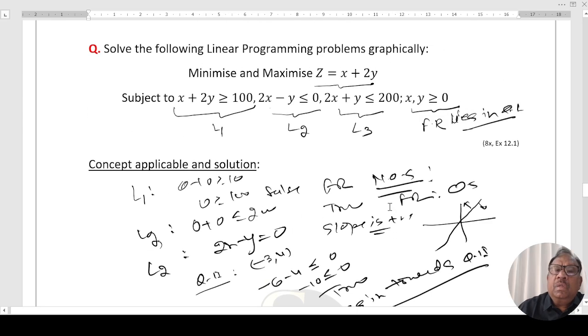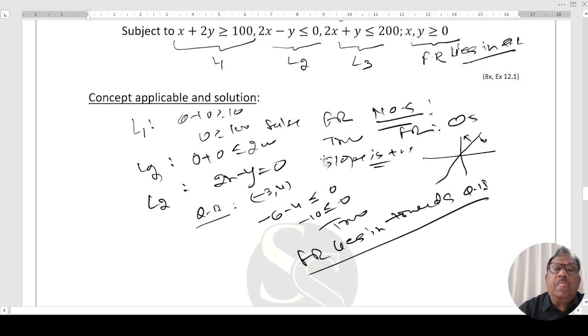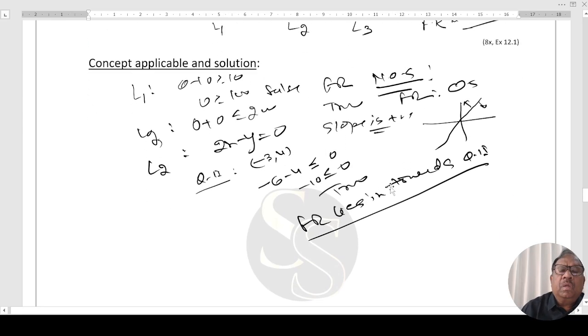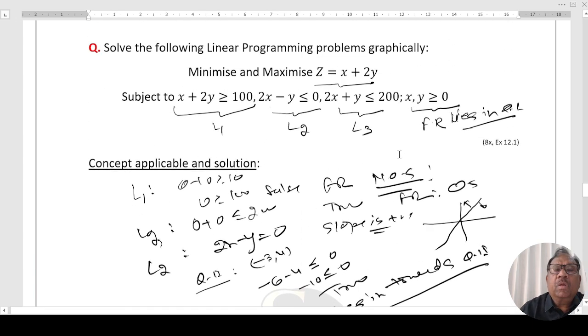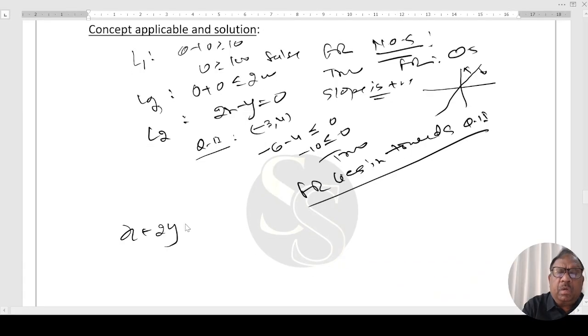Now, this chapter is clear. Now, further, to plot it, x plus 2y greater than equal to 100. ये हो गया 100. तो पॉइंट आ जाएंगे इसमें. x इक्वल टू 0 पुट किया तो y की वैल्यू 50. 0, 50 and y इक्वल टू 0 पुट किया x इक्वल टू 100. 100, 0 पॉइंट आ गया.